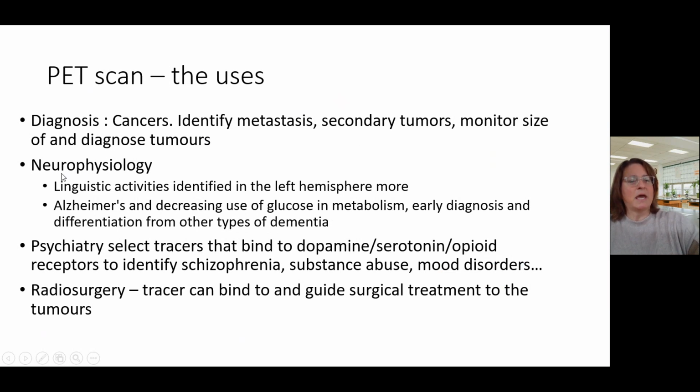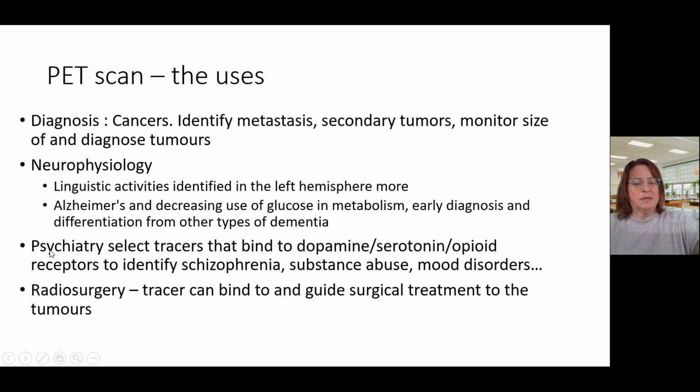You can see what areas are active wherever the glucose is being used. So speech areas, Alzheimer's diagnosis, wherever in Alzheimer's is an additional thing. The use of glucose is lowered in a patient with Alzheimer's. You can separate that from, let's say, the vascular dementia as a different pathway.